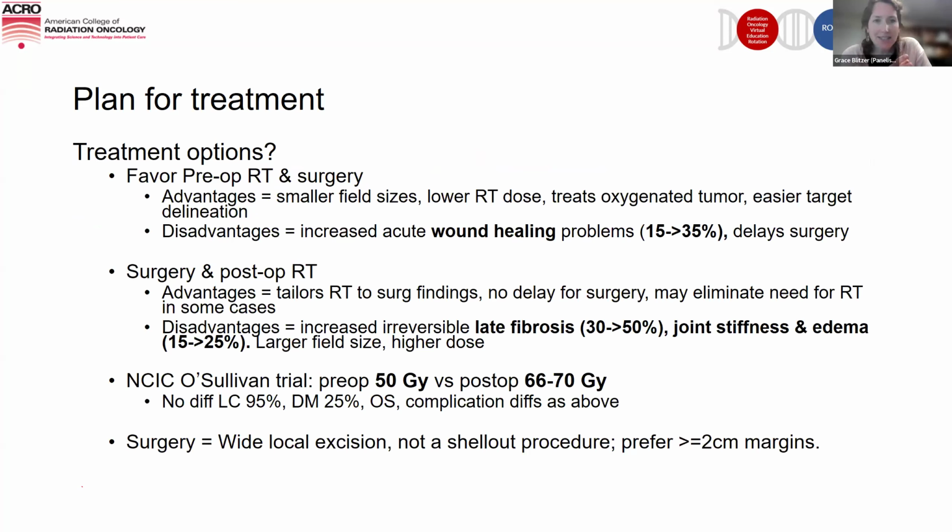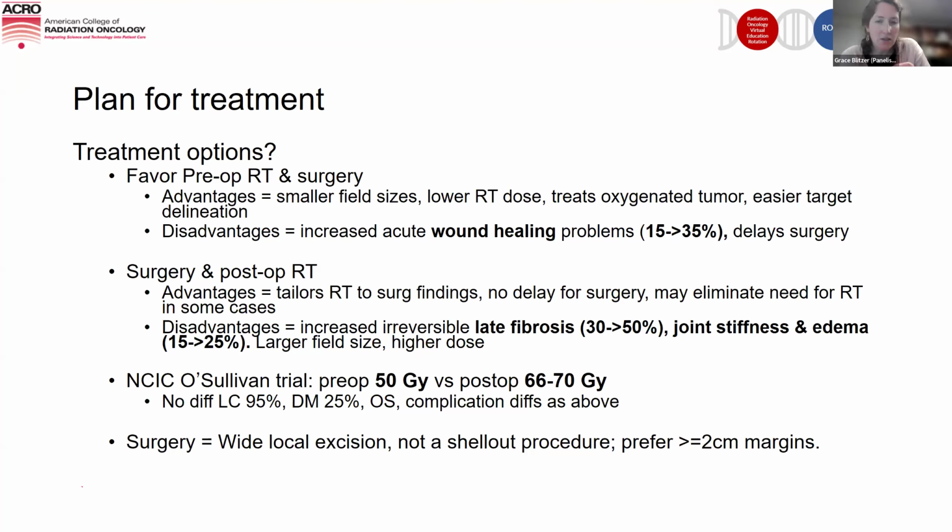So NCCN has a beautiful discussion on this, and we all know this, but just to review it. So why do we favor pre-op radiation versus post-op? Pre-op, you can have smaller field sizes with a better delineation because you have that MRI of gross disease. You can use a lower radiation dose. Radiobiologically, you are treating oxygenated tumor. So all of these things add up.